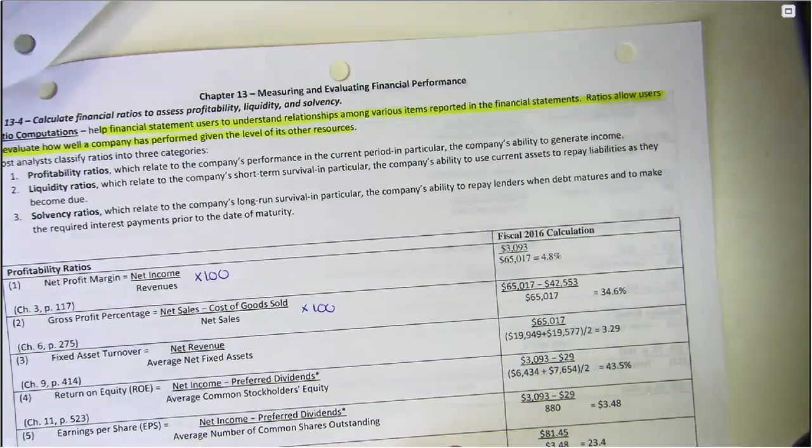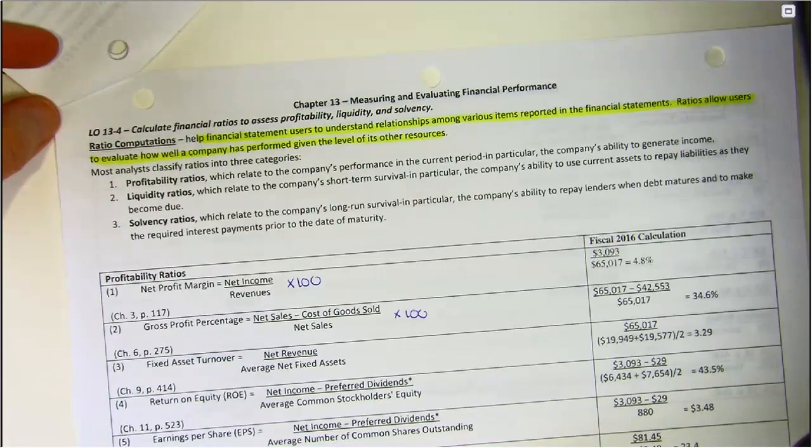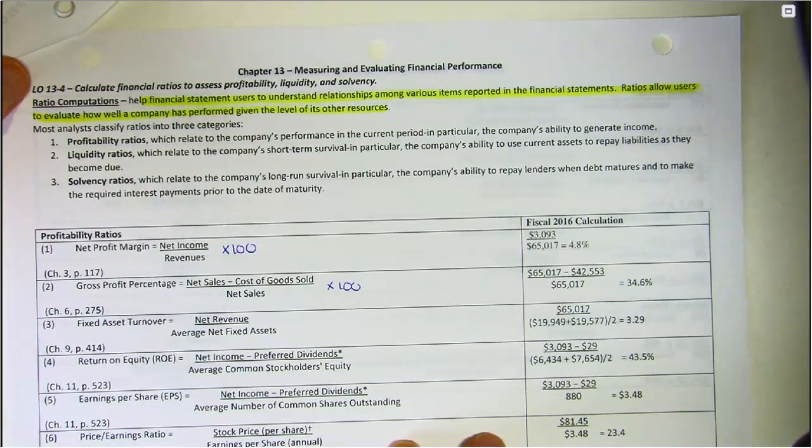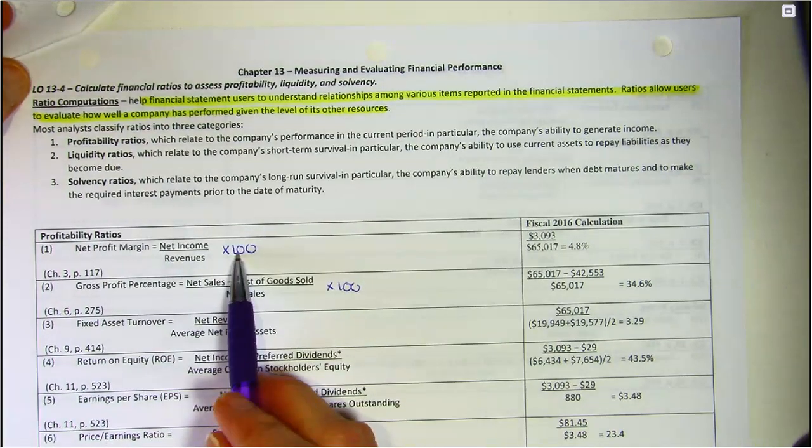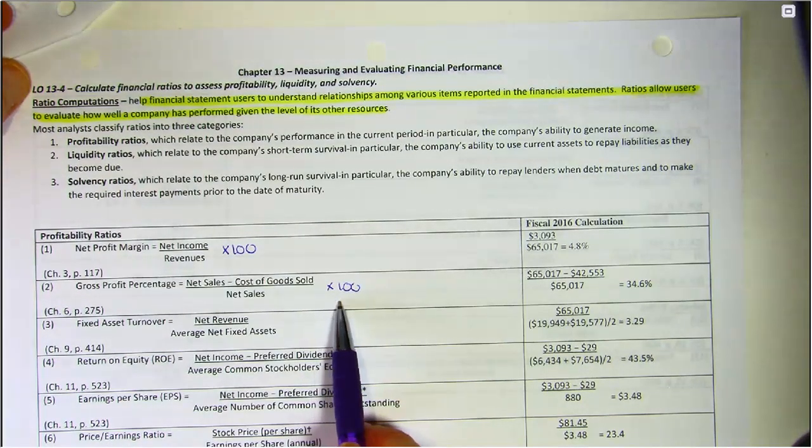When we were talking about the profitability ratios in the previous mini lecture, please put times 100 for both of those ratios because they're usually represented as a percent.